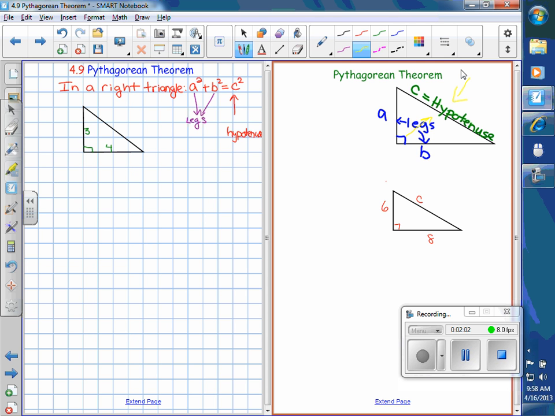Sean, put the calculator away. Let's put the calculators away. Just put the caps on.